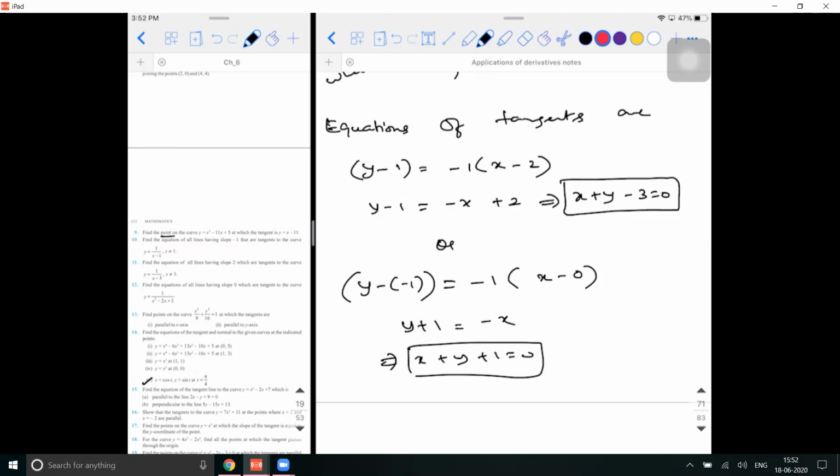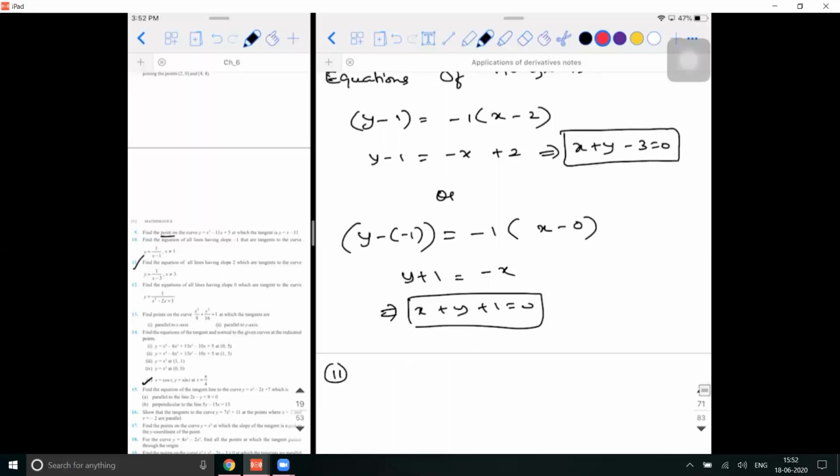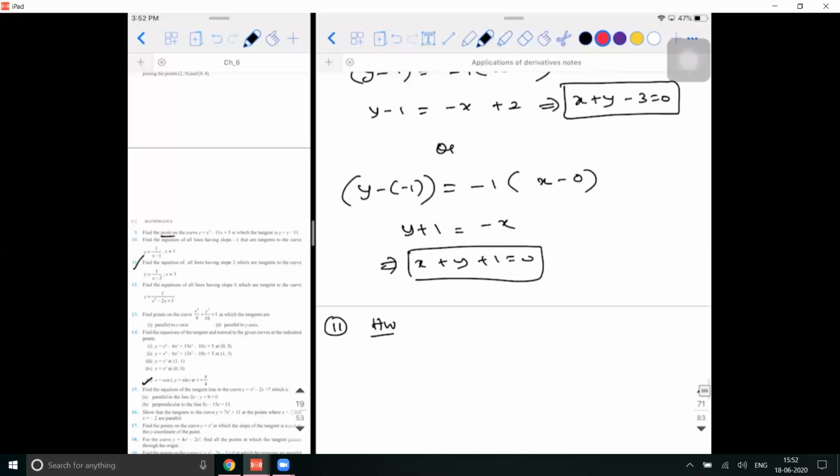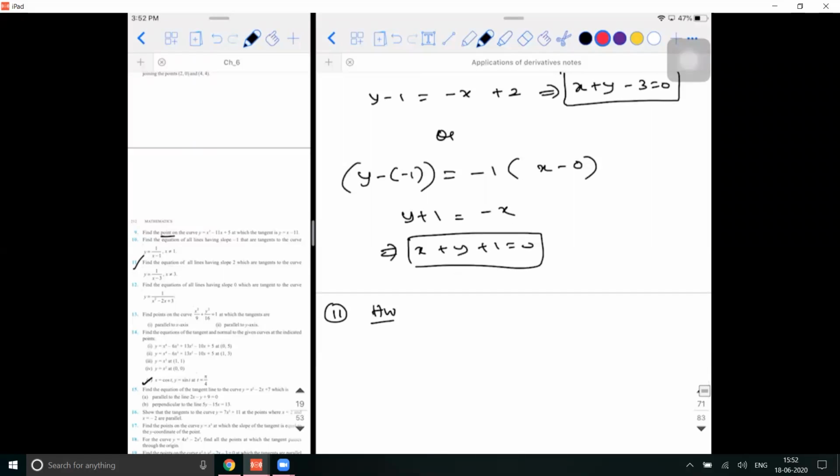Okay. So next one is similar, you can do it as homework. Twelfth one. Find the equations of all lines having slope 0 which are tangent to the curve. So it is also actually similar one, but the only thing is curve is a quadratic equation, the denominator. That is the only difference. So x square minus 2x plus 3.